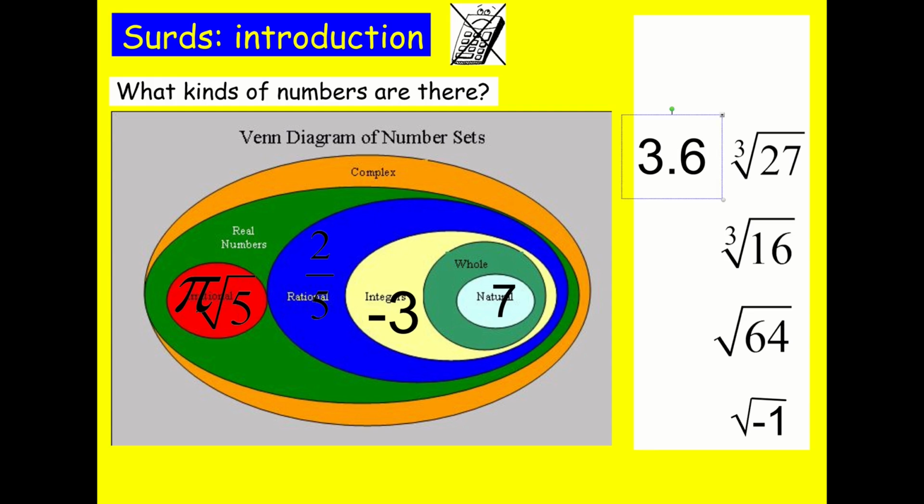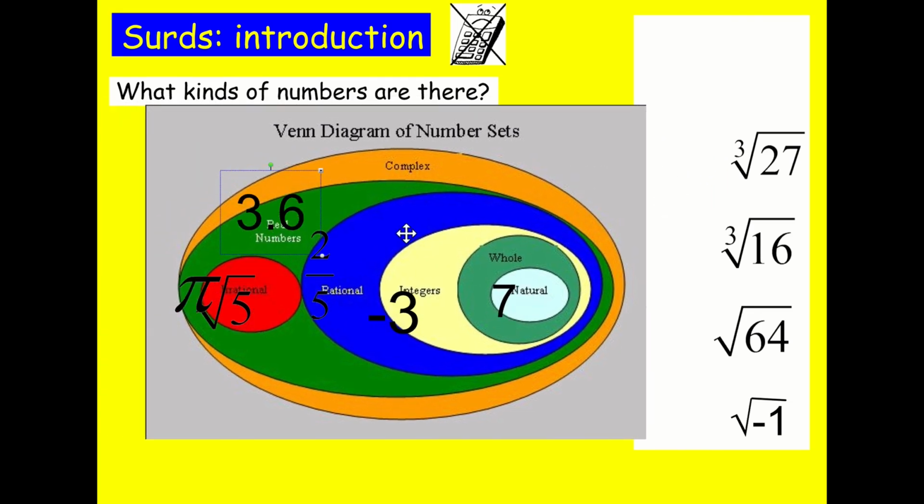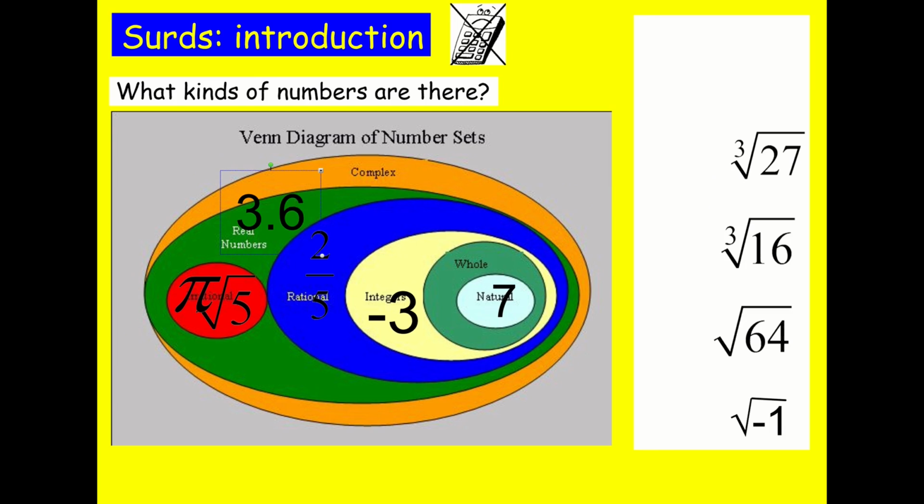Just realized I didn't talk about 3.6. That is a rational number because I could write it as 36/10, for example. So it goes in here. Remember, fractions, decimals, percentages are just different ways of writing the same number. Okay, that just leaves complex numbers, which is quite likely to be a new word for you.